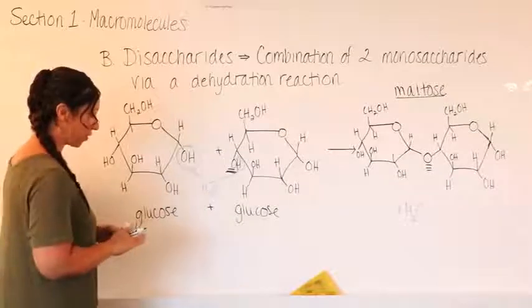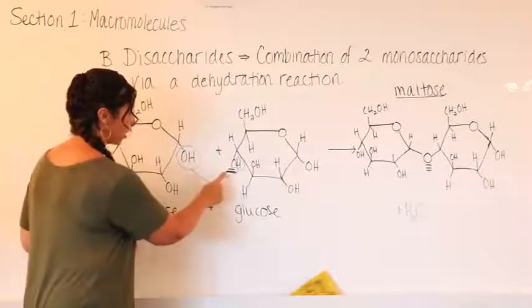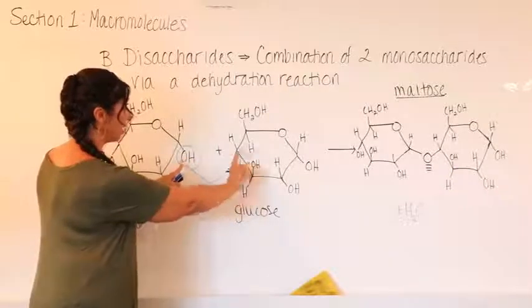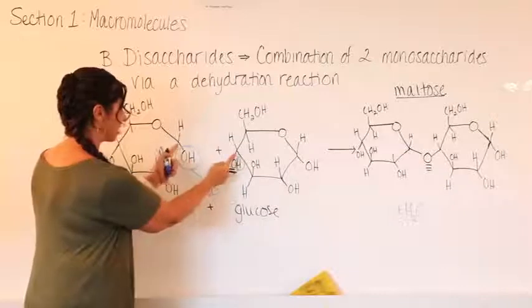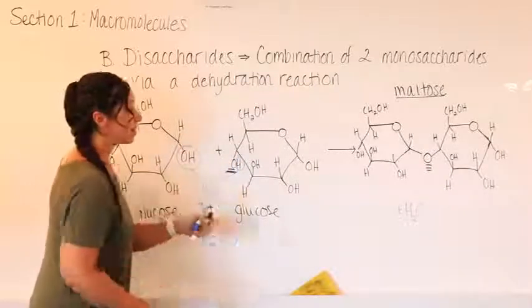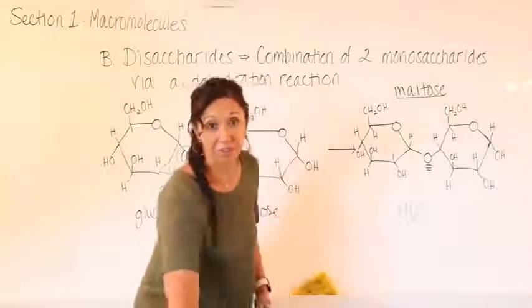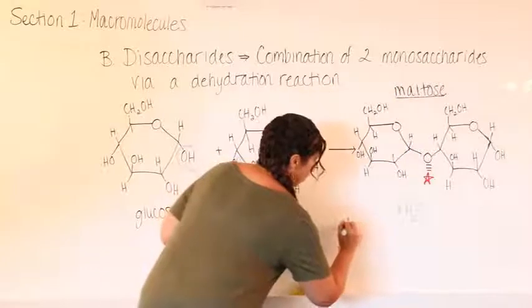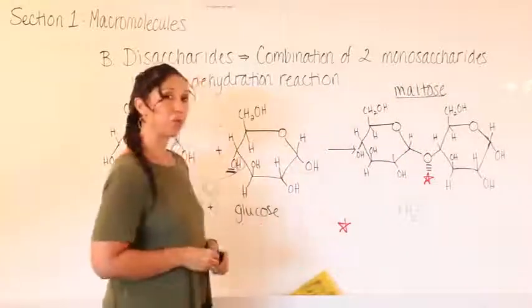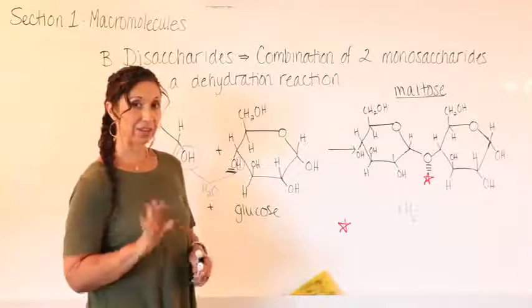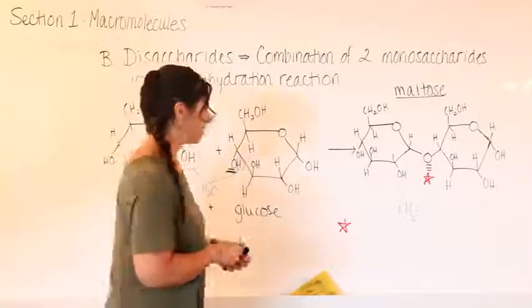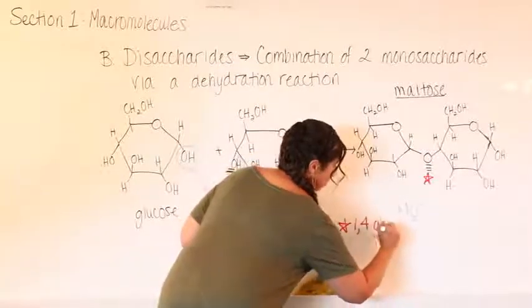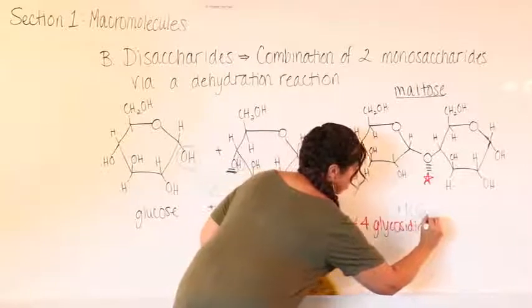So what you need to know is that this oxygen right here, after this hydroxyl group grabs that hydrogen from that second glucose, it pulls together this oxygen to link these two glucoses together. This linkage right here has a very special name, and I'm going to put a star next to it right here. That linkage right there is called a 1,4 glycosidic linkage. Let's write that down, and then I'll tell you why it's called that. So this is called a 1,4 glycosidic linkage.